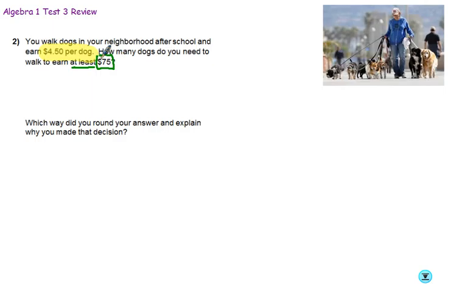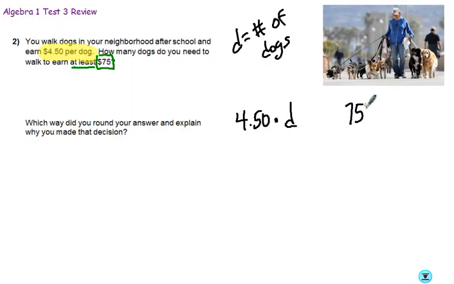So the idea is, kind of a dog walker thing, and we're trying to make some extra money. Our goal is $75. So what we're saying is we're getting paid $4.50 per dog. How many dogs do I need to walk? I don't know. That's what I'm looking for. So I'm going to say that D is equal to the number of dogs. So I'll say 4.50 times the number of dogs, which again I don't know what that is, and then I want at least 75.